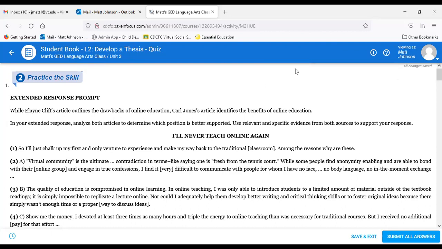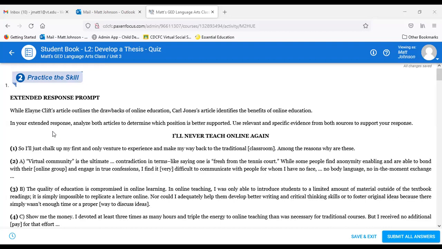All right, so what it has up the top here says, while Elaine Cliff's article outlines the drawbacks of online education, Carl Jones's article identifies the benefits of online education. So you might remember this from a day or two ago. In your extended response, analyze both articles to determine which position is better supported. Use relevant and specific evidence from both sources to support your response.